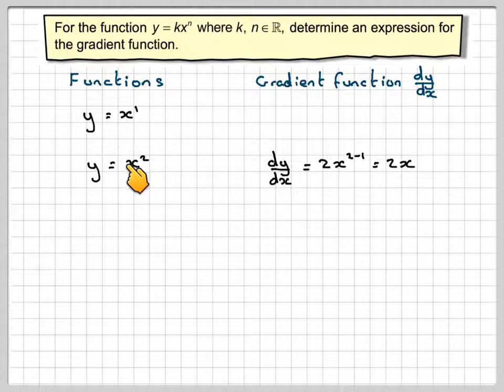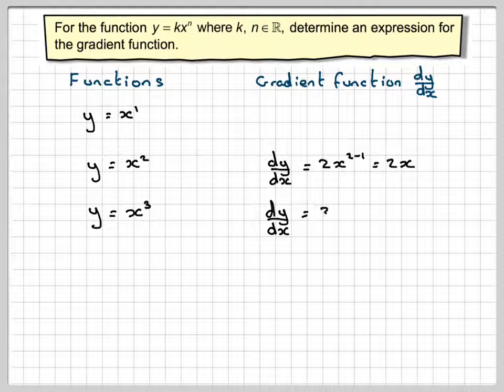Taking the 2, bring it down in front, writing down x, and then reducing the power by 1. So just repeat that. Take the power down in front, write down x, and then reduce the power by 1. That will give you 2x. So if you did y is equal to x cubed, then dy by dx would be: bring the power down, 3, write down x, and then reduce the power by 1, which will give you 3x squared.